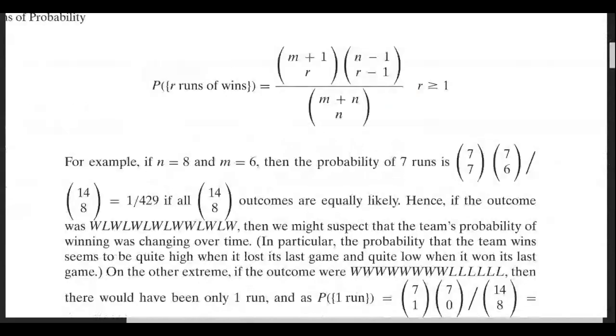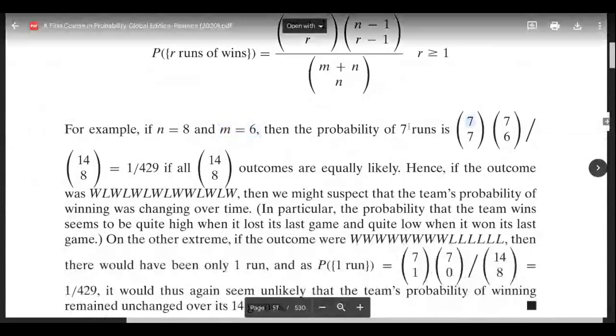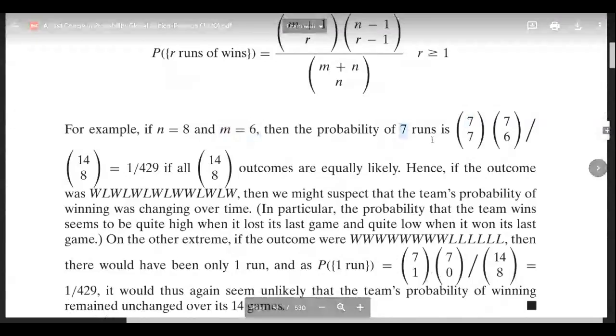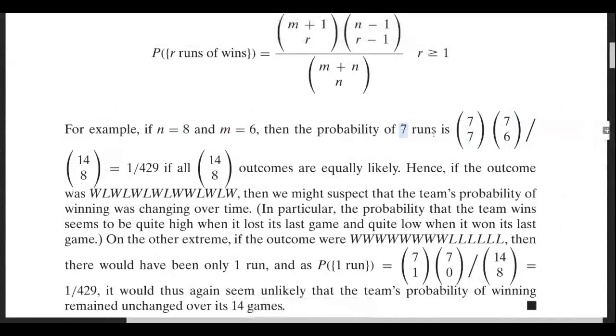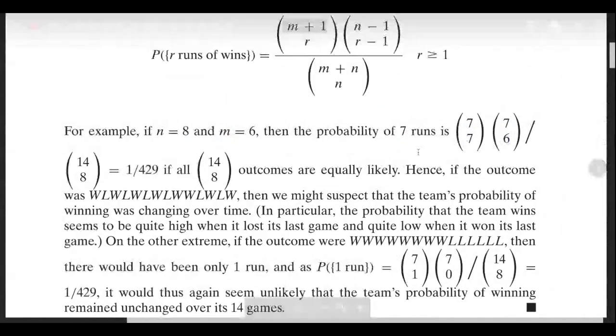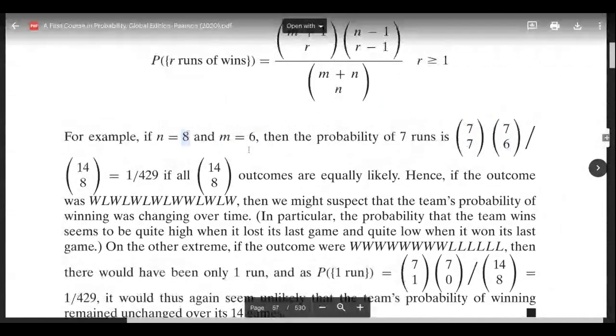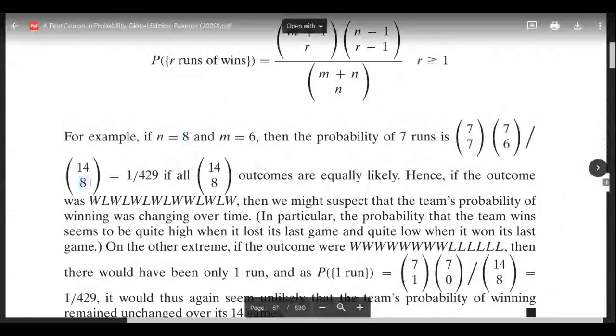So m is the number of losses. In this example, 6 plus 1 is 7, and we are considering 7 runs, so r equals 7. So 7 choose 7. Then n minus 1, since in total we have n wins, so 7, choose r minus 1. We're considering 7 runs, so 7 minus 1 is 6. Then divided by n plus m, 14, choose 8 wins. So we do the calculation, and that's this number.